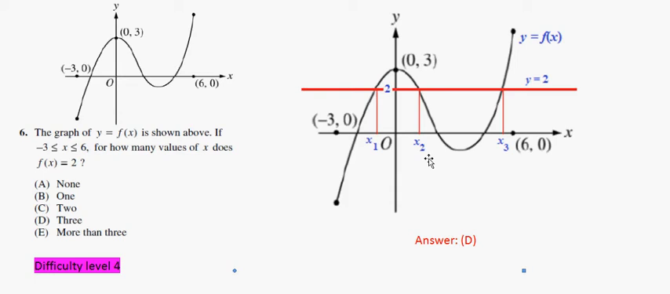And x-coordinates of points of intersection of this line y equals 2 with the graph of the function are the roots of the equation f of x equals 2. Thus, we have 3 values of x which belong to the line segment -3, 6 and which satisfy the equation f of x equals 2. Therefore, the right choice is D.